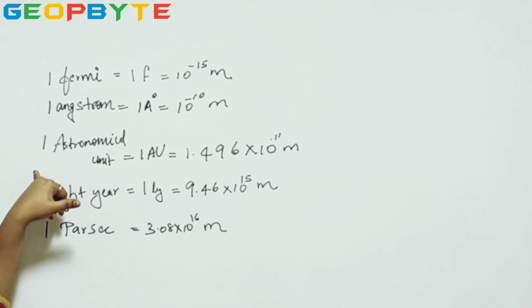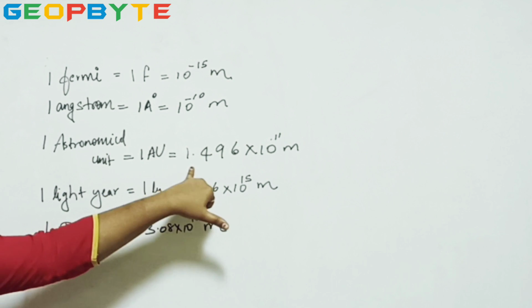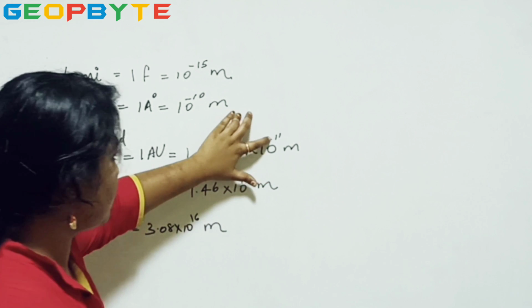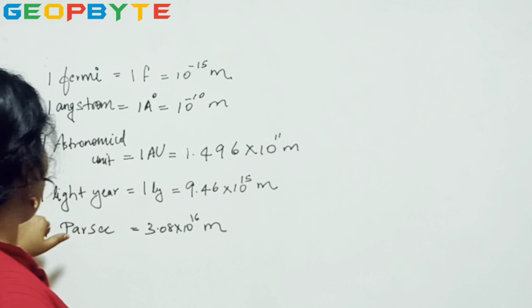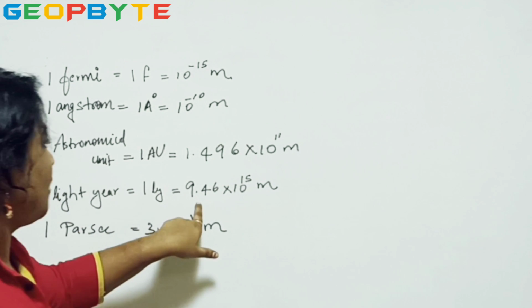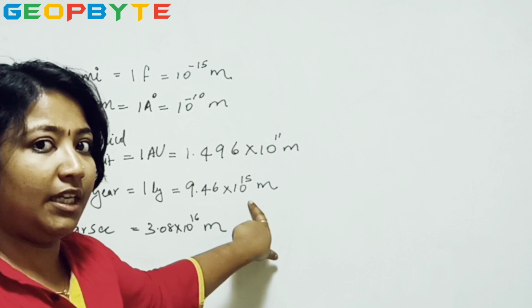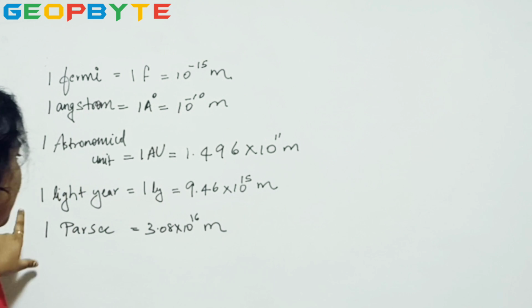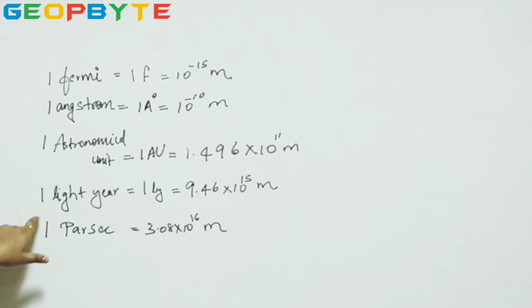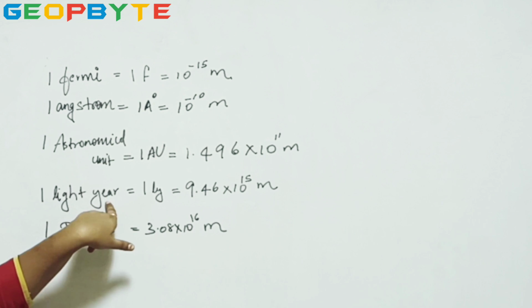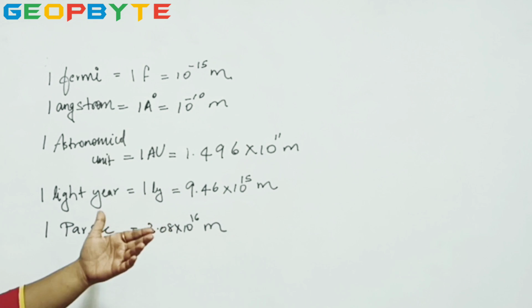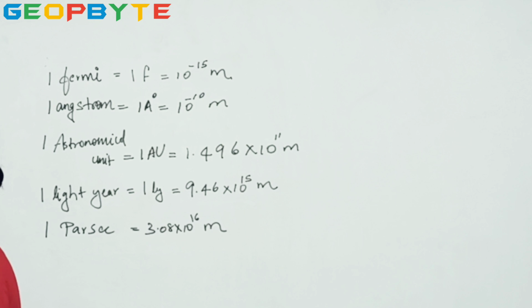One astronomical unit is equal to 1.496 × 10^11 meter. One light year is 9.46 × 10^15 meter. You should not confuse this light year with time. Even though the word year is there, it's still a unit of length, not a unit of time.